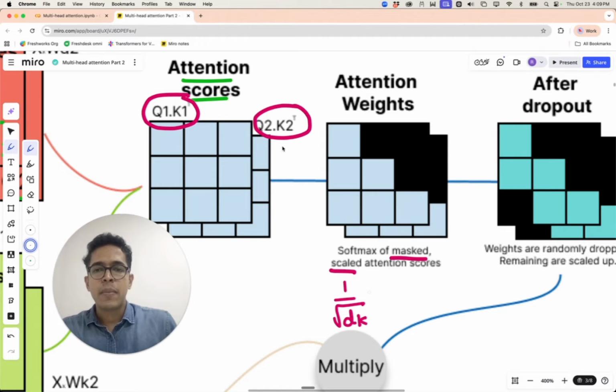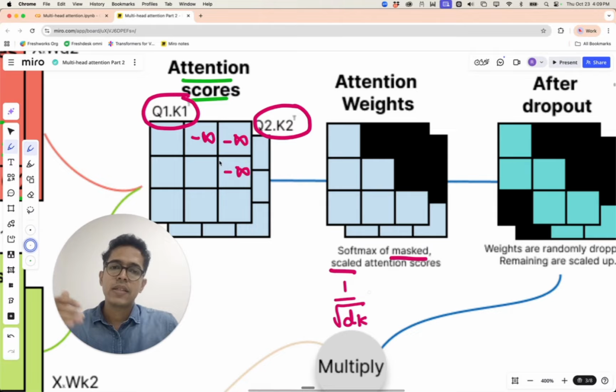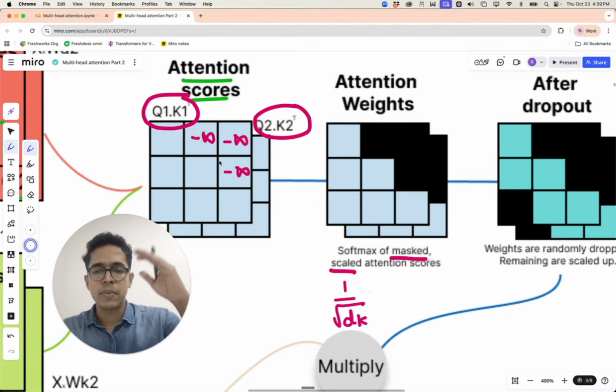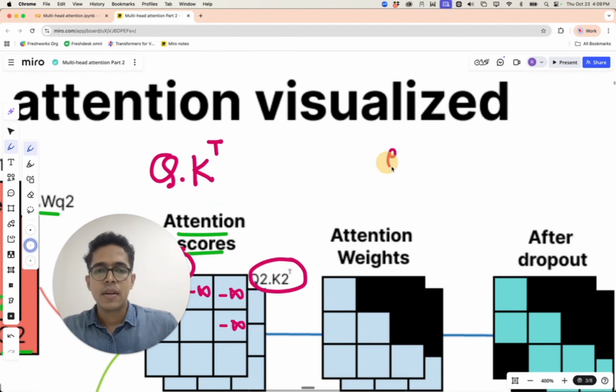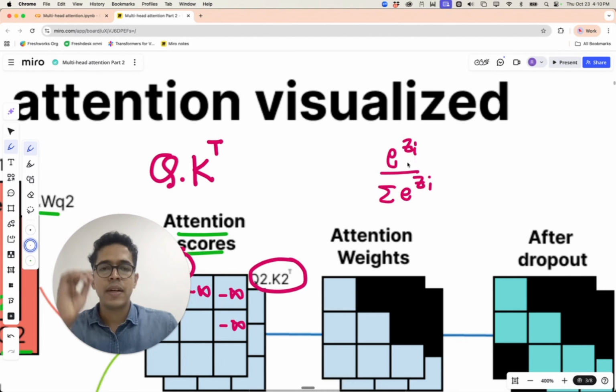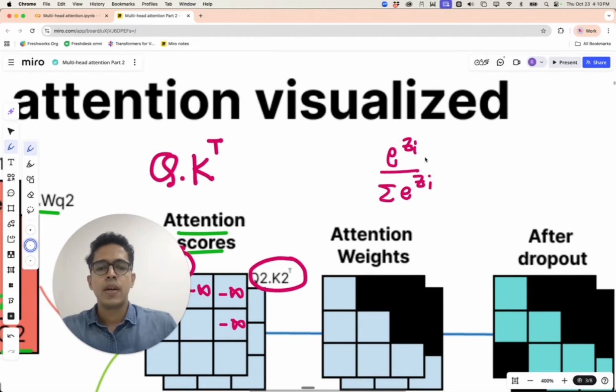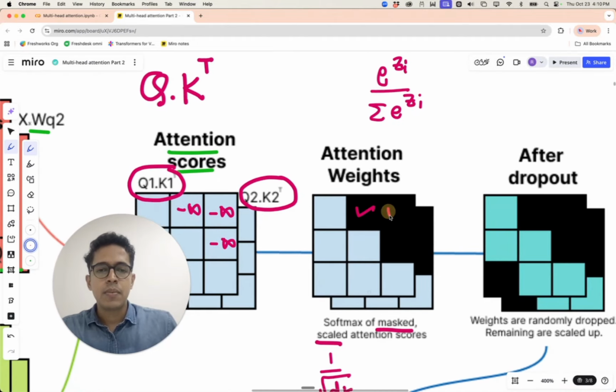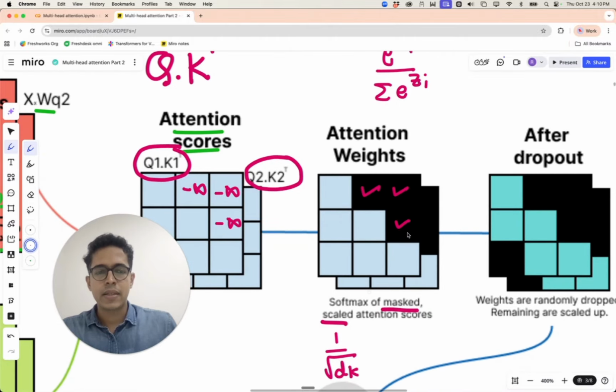Masking is done by putting minus infinity. So this will be minus infinity, this will be minus infinity, this will be minus infinity, so that when you take softmax, all the upper triangular elements will become zeros. Softmax is e raised to zi divided by the sum of e raised to zi. So if zi is minus infinity, e raised to minus infinity will be 0. So all these items will become 0 after taking softmax.